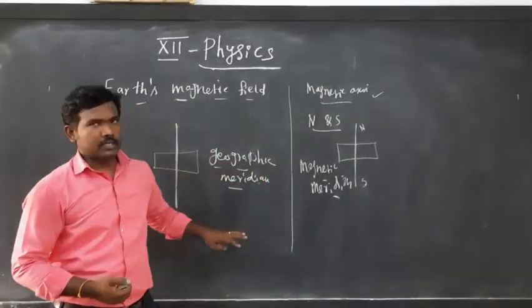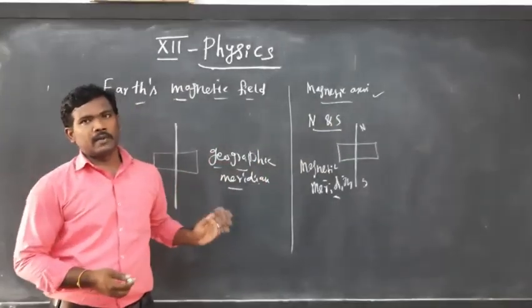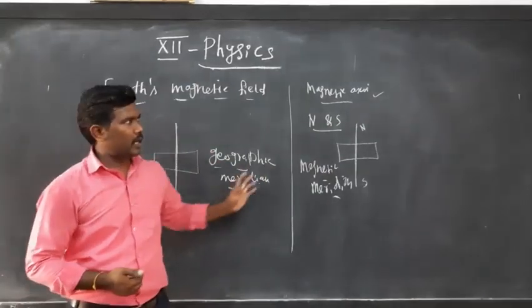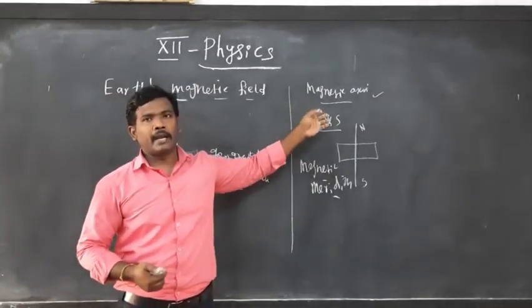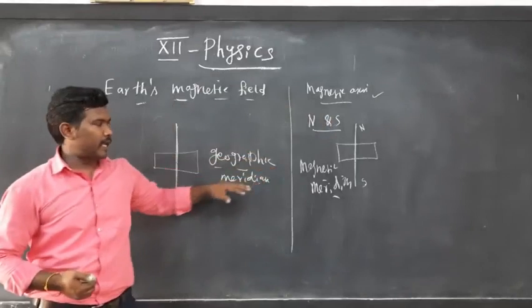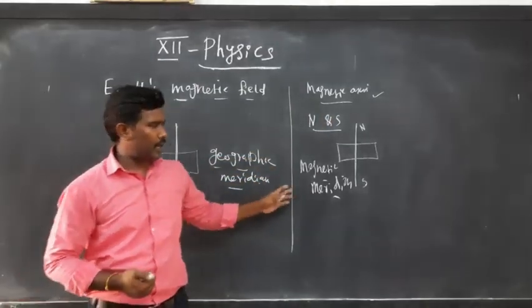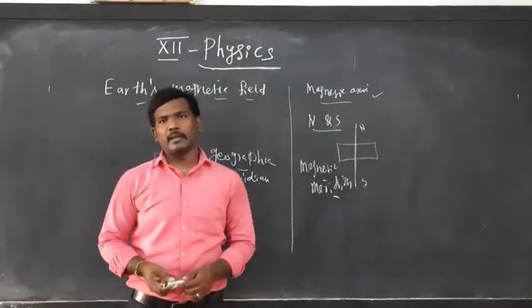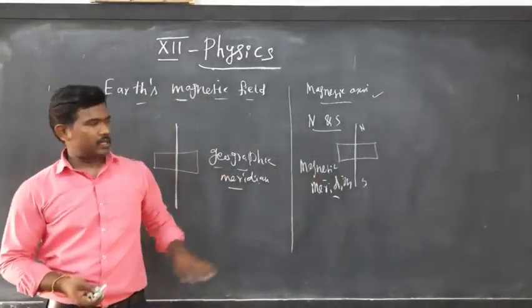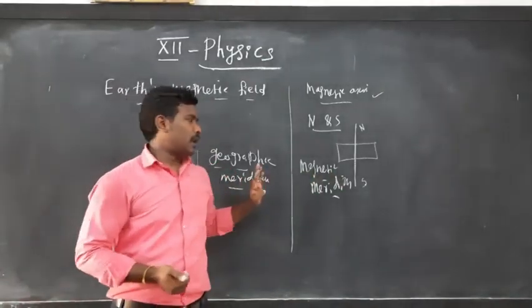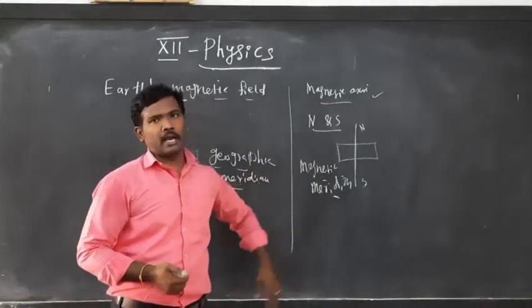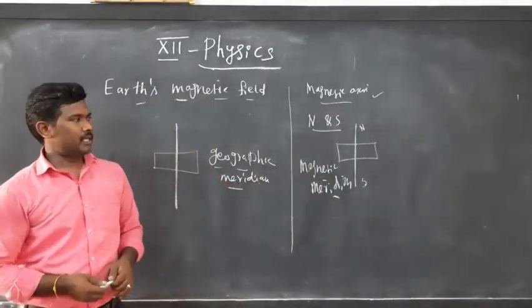So now we discuss two more questions. One is what is meant by geographic axis, and another is what is meant by magnetic axis. And we have another question: define geographic meridian, and define magnetic meridian. Okay, so we discussed these two related questions, and next two more questions.